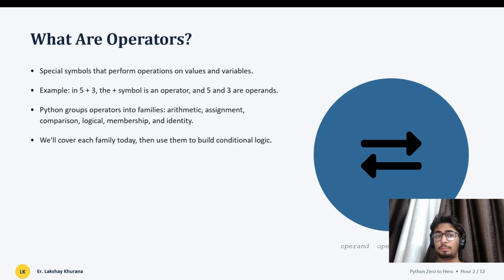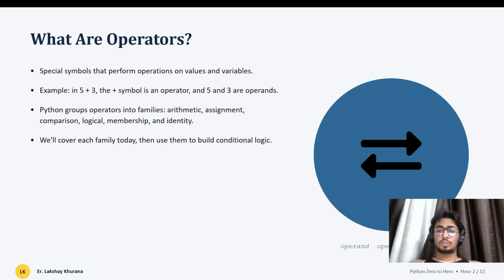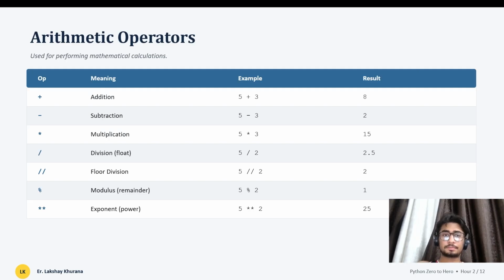I would like to tell you Python groups operators into families: arithmetic operators, comparison operators, assignment operators, logical operators, membership operators, and identity operators. These are the various types of operators. We will cover each family today, and then we will use them to build conditional logic. So today I will tell you all these types of operators and all conditional operators.